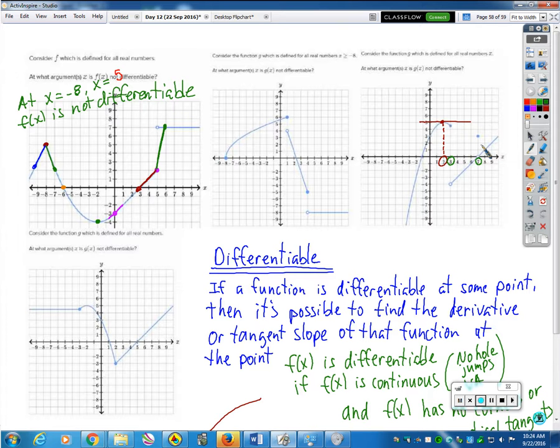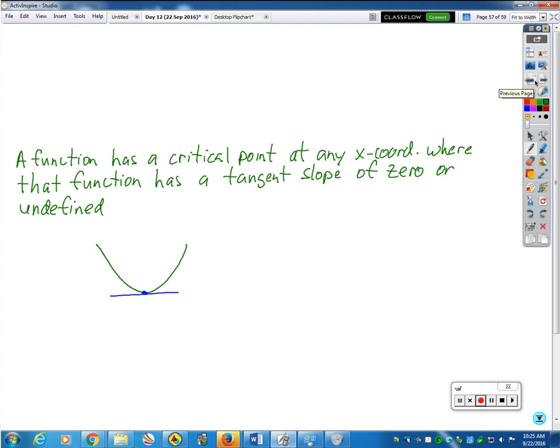Defined at x equals 7. Does that answer your question, sir? Anyone else? We got the general idea of what we mean by critical point.